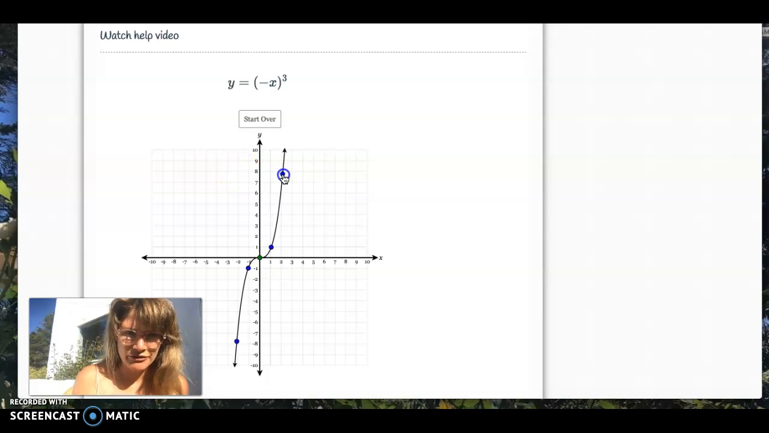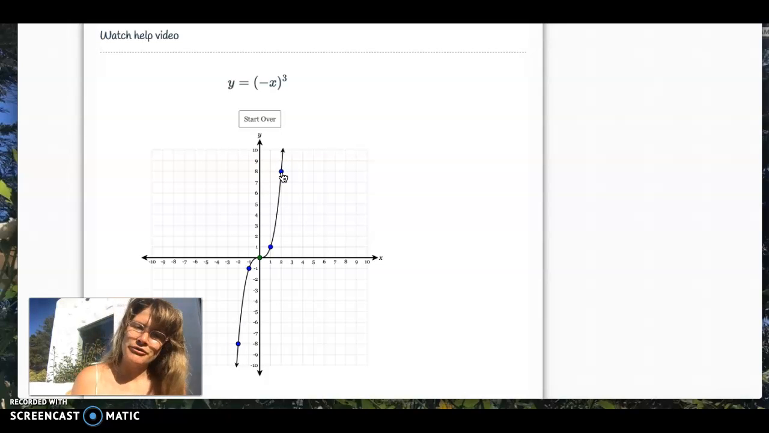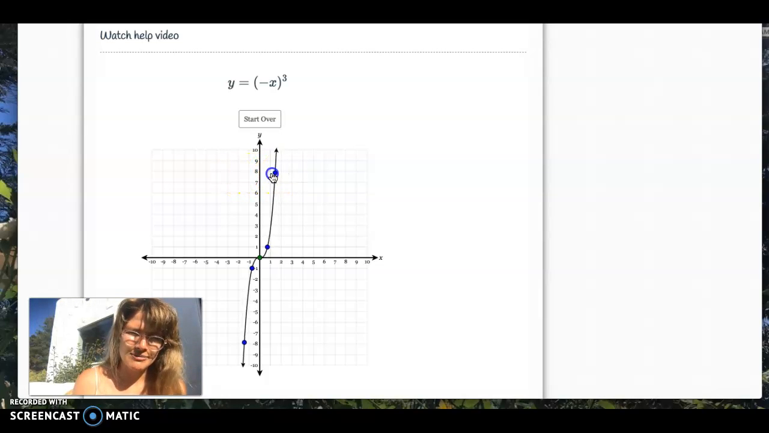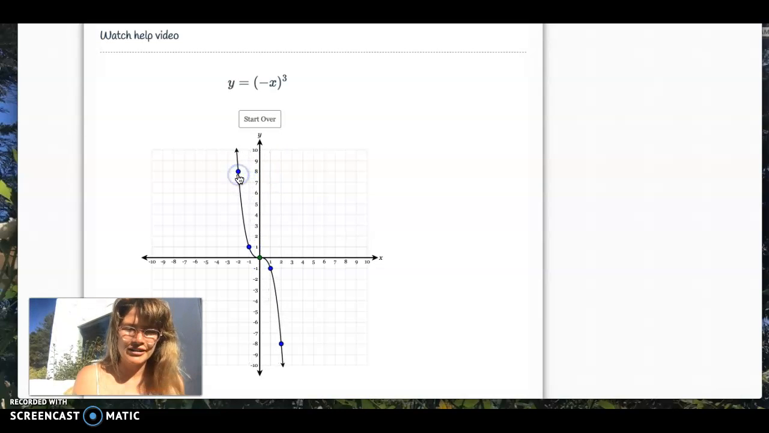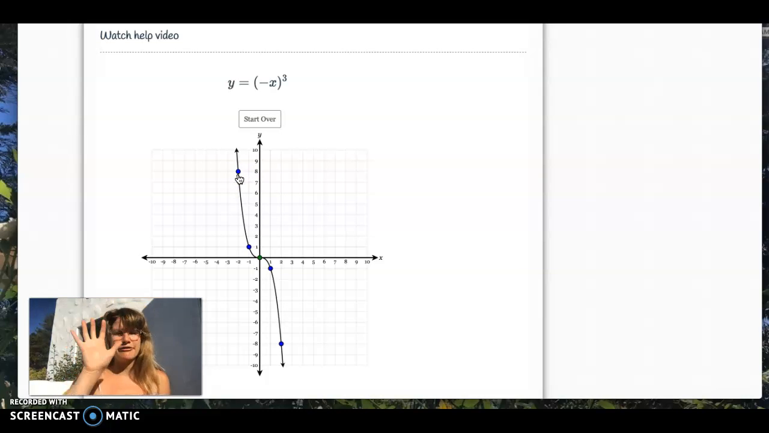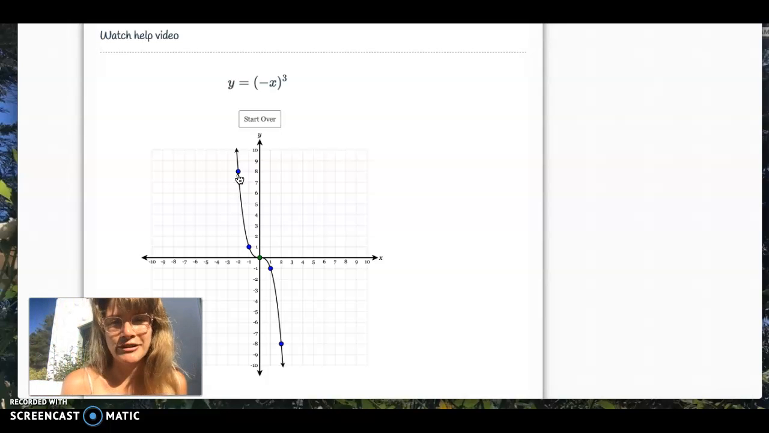If this is the original function, just chilling right here, then when I reflect over the y-axis, I want to make sure it's the same distance from the y-axis that it was before. So I'm reflecting over the y-axis like a mirror reflecting the image. Kind of like when you take a selfie on your phone, it's the reflected image of your face. Fun fact. It's not your real face that you see when you take a selfie.